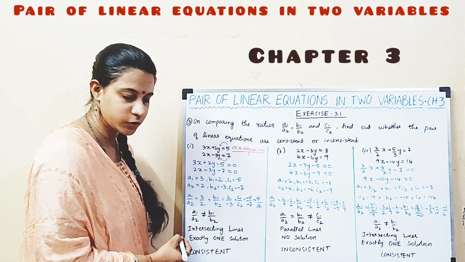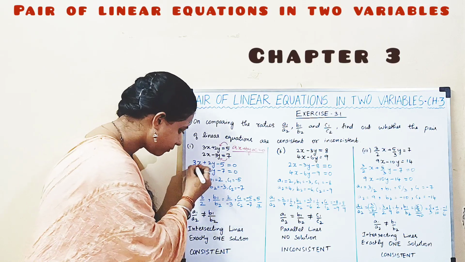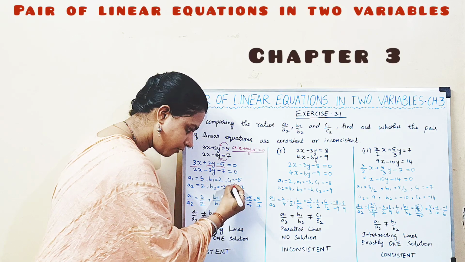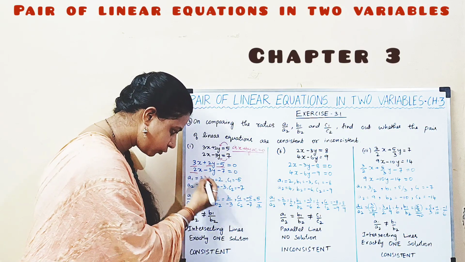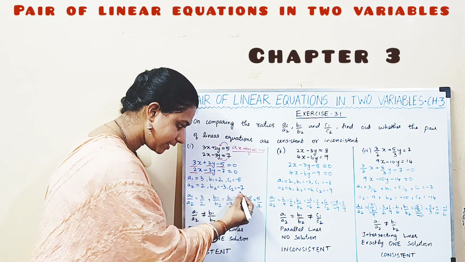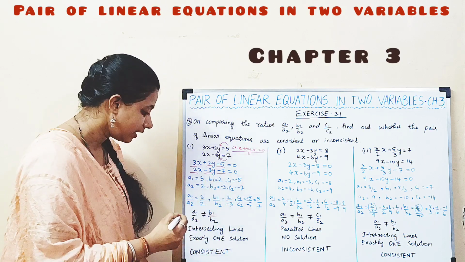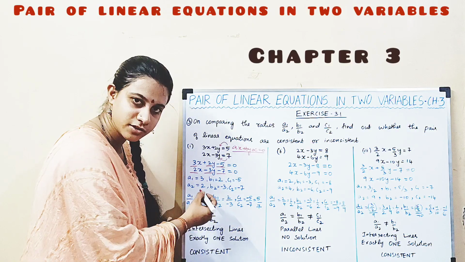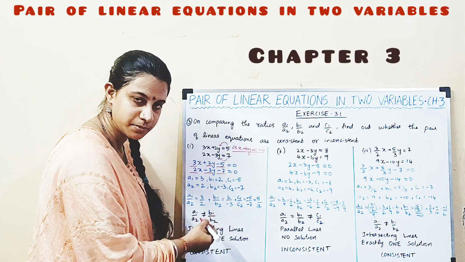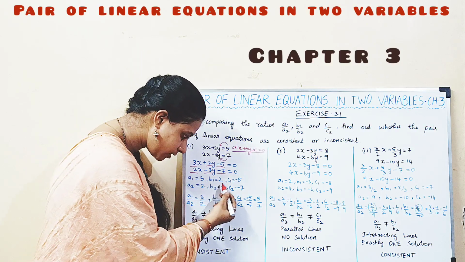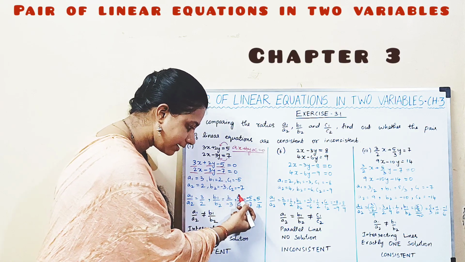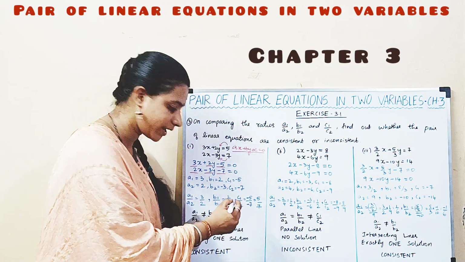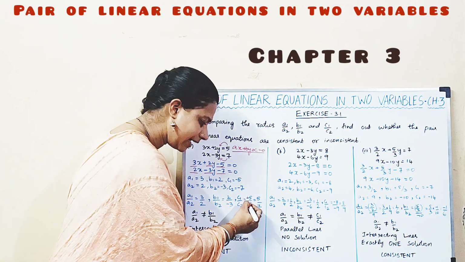Okay, we will write a1 is equal to 3, b1 is equal to 2 and c1 is equal to 5, and a2 is equal to 2, b2 is equal to minus 3 and c2 is equal to minus 7. Now let's find the ratios. a1 by a2 is equal to 3 by 2, which is already in a simple form, so we cannot simplify it further. b1 by b2 is equal to 2 by minus 3 and c1 by c2 is equal to minus 5 by minus 7, which we can write as 5 by 7 since the minus sign will get cancelled.